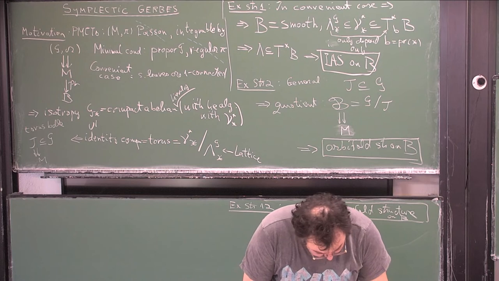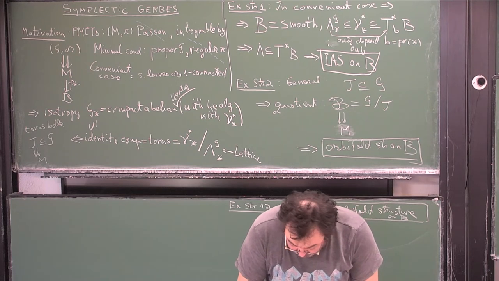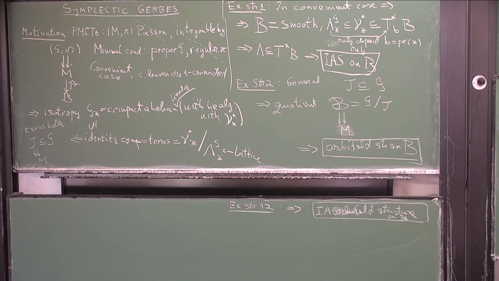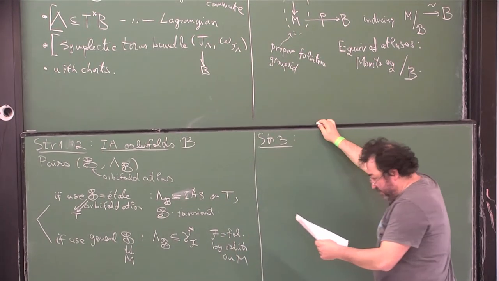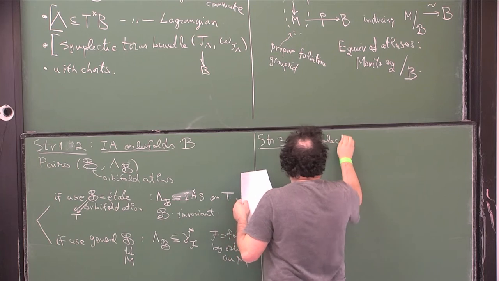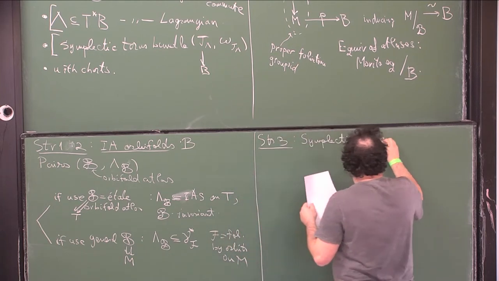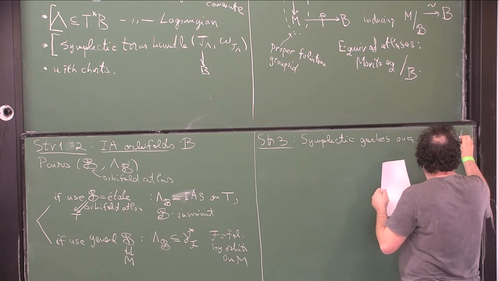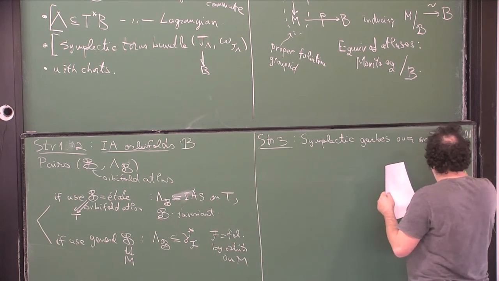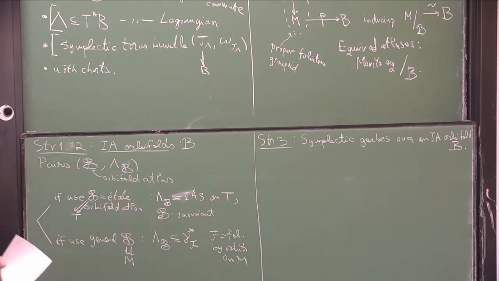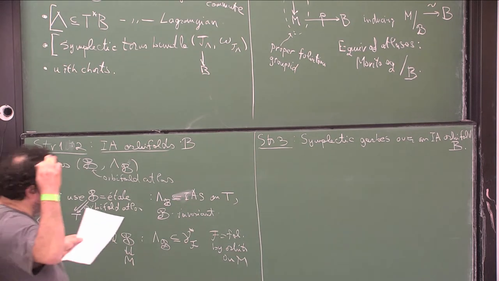So that's the ingredient number three, the structure number three that is induced: the leaf spaces. So that's in general the notion of symplectic gerbes over an integral affine orbifold, capital B. I have a given integral affine orbifold capital B. I have an atlas in the back of my mind.